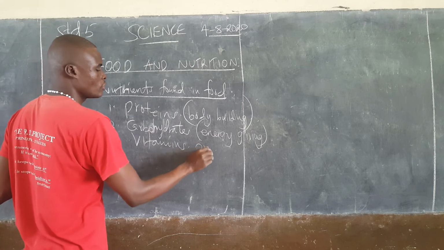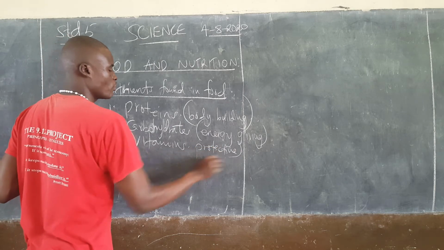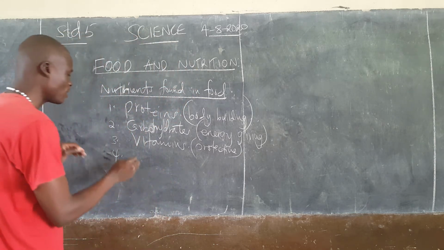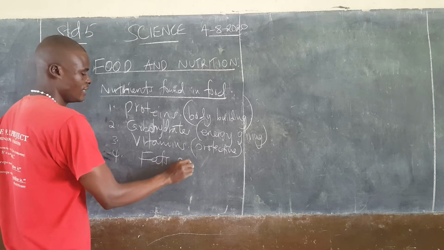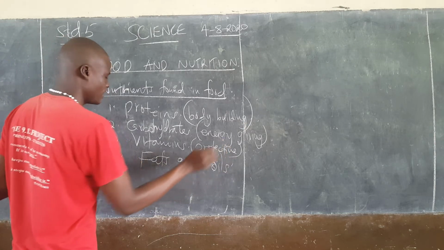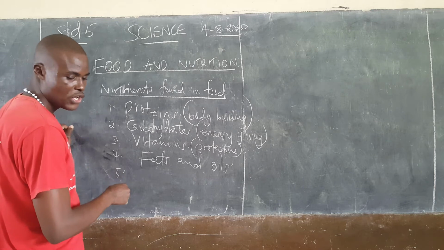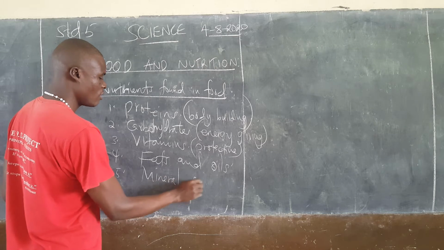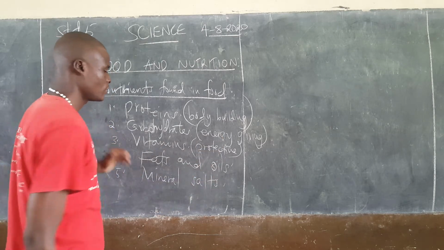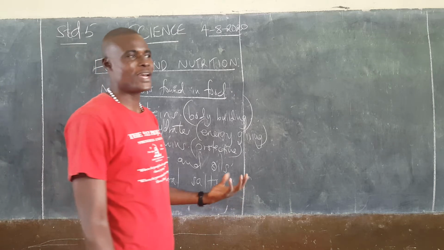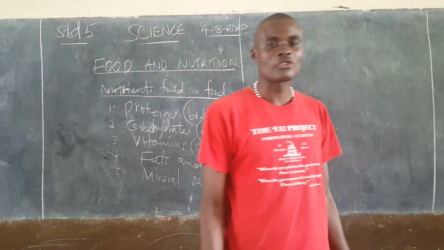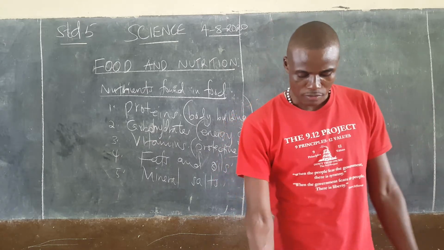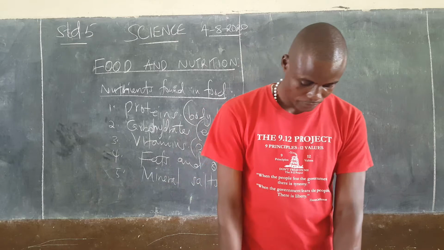These ones are also called the protective foods. They protect us from getting diseases and so on. And then we have fats and oils, very important. And then lastly, we have the mineral salts. These are not the salts that we normally eat when we are eating our food. We will learn more about the mineral salts.